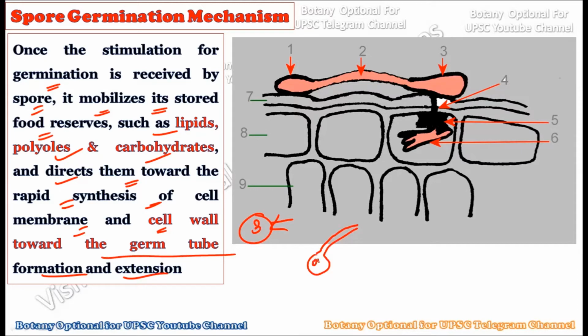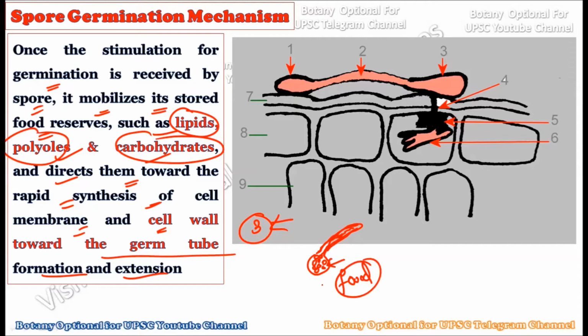Okay, so the food material present within the body of a spore, in the form of lipids, polyols, and carbohydrates, is later transferred to the germ tube area. Here the formation of a cell membrane and the cell wall starts by using the food material already present within the spore. So the spore carries all the food material necessary to create the germ tube with itself.